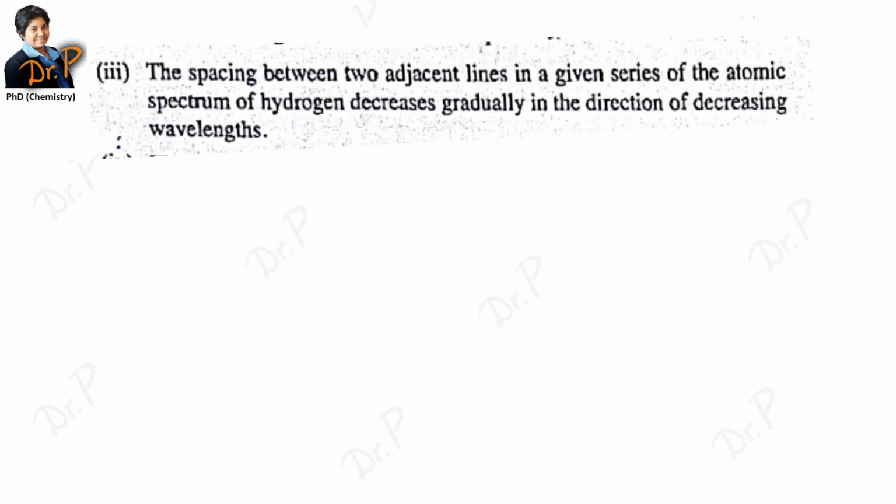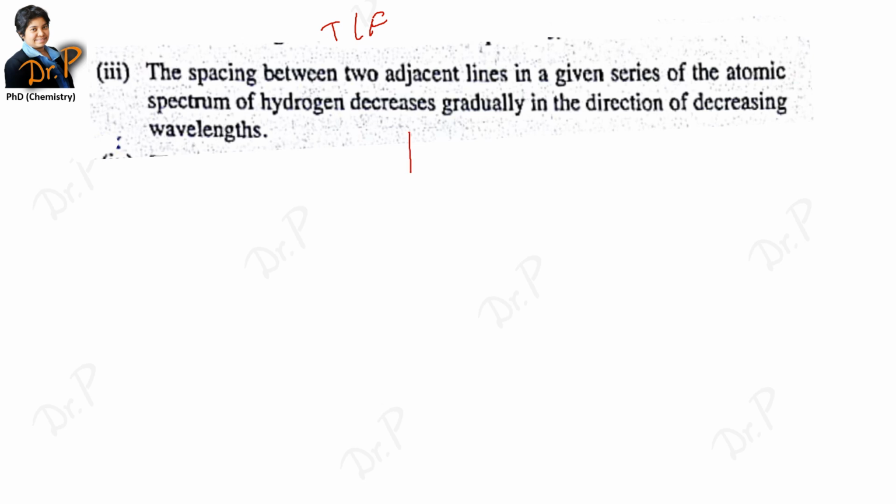Let's take a couple of questions and see the nature of the questions that are being asked from these concepts. This is a true or false type question. The spacing between two adjacent lines in a given series of the atomic spectrum of hydrogen decreases gradually in the direction of decreasing wavelength. True or false?